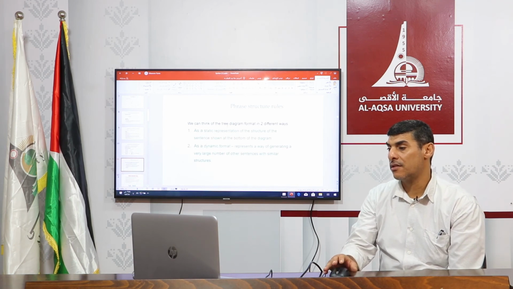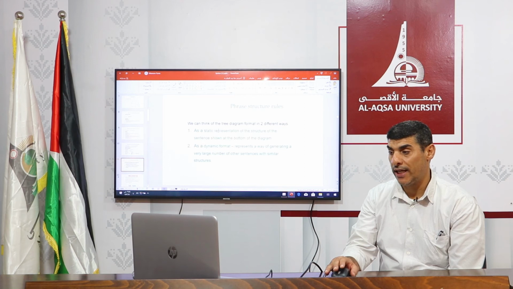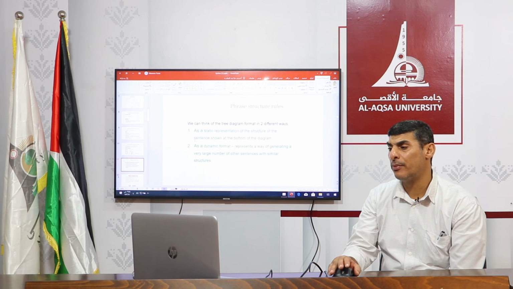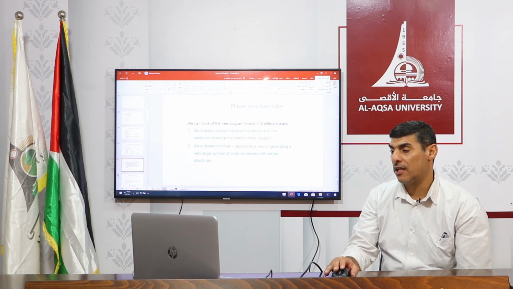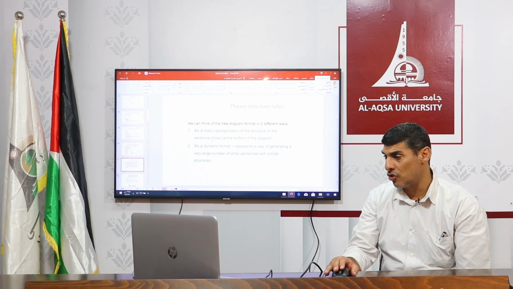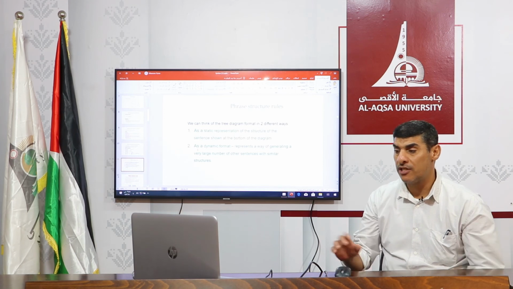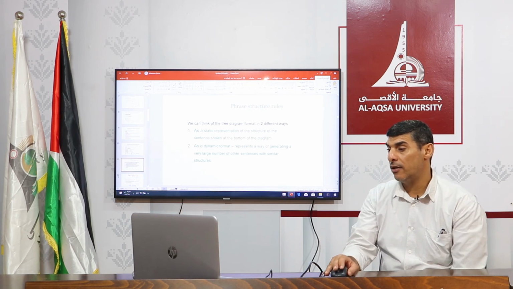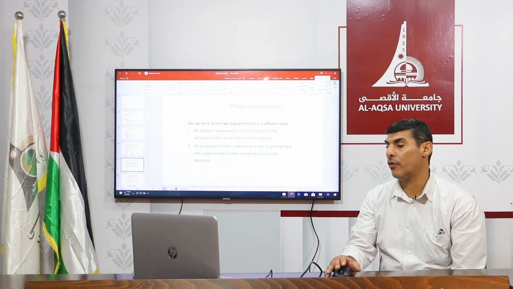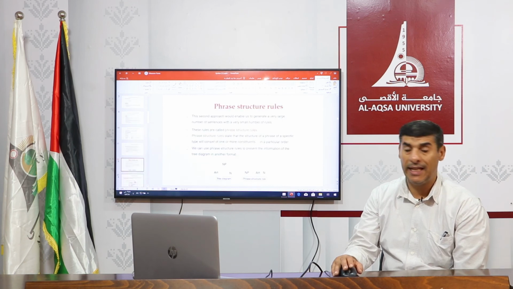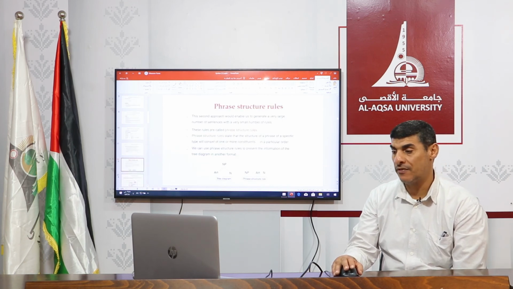Phrase structure rules. We can think of the tree diagram format in two different ways. Number one, as a static representation, a fixed representation of the structure of the sentence shown at the bottom of the diagram. Number two, as a dynamic format, because it keeps changing depending on the elements, which represents a way to generate a very large number of other sentences with similar structures. That's why we say language is dynamic and active. It's not always fixed.